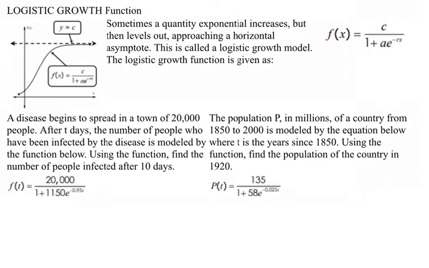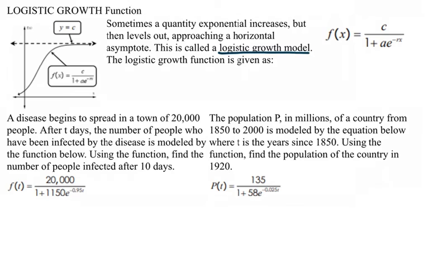Alright. Now let's look at this one. This one should be brand new. The ones that we did previously, we've done in previous math courses. They're on Haiku if you need to look them back up. But this one is brand new to Math 4, so yay for you. So, logistic growth. Sometimes a quantity exponentially increases, but then levels out, approaching a horizontal asymptote. This is called a logistic growth model.